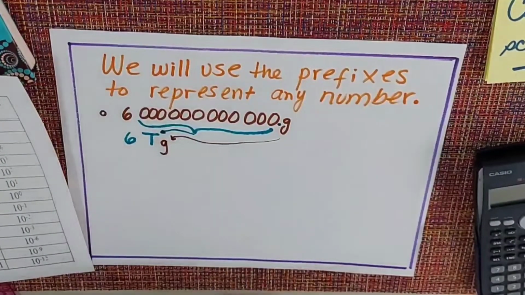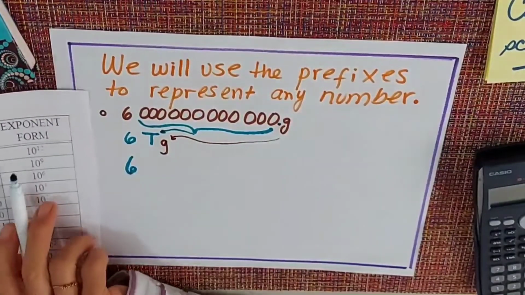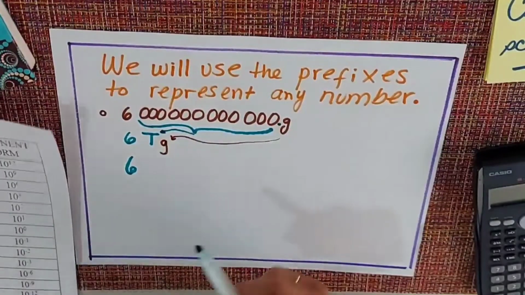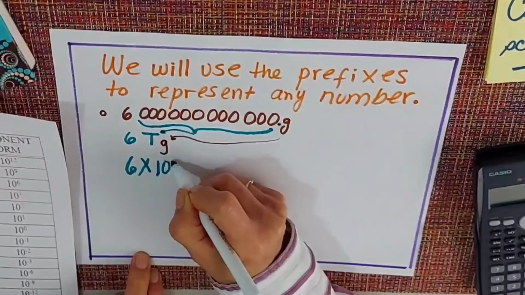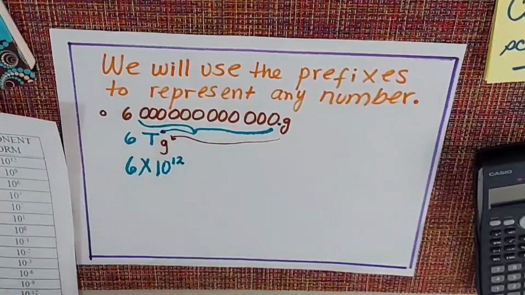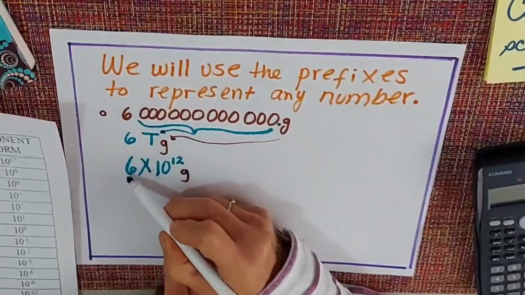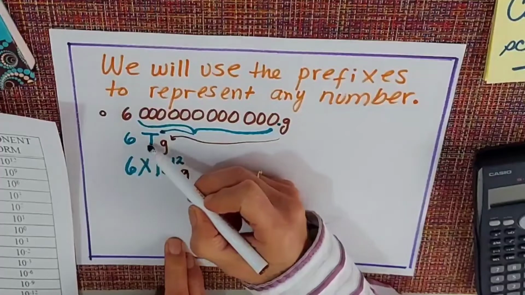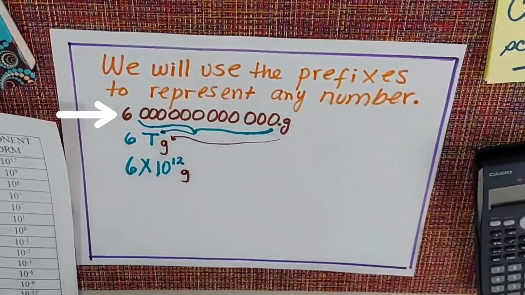And also we are going to write this number like this: 6, and look for the exponent form for tera, which is 10 to the 12th power. Then times 10 to the 12th power, and then we are going to copy the unit here. 6 times 10 to the 12th power equals 6 teragrams, and it equals all these numbers.